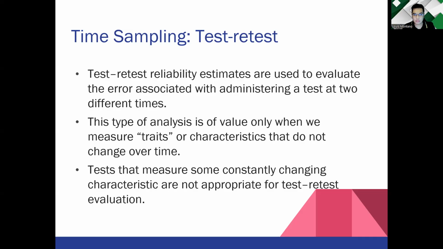Okay? Kung yung isang characteristic ay constantly changing, like what you can see on the third bullet, okay, tests that measure some constantly changing characteristics are not appropriate for test-retest. Ibig sabihin, kapag yung mini-measure mo is something na expected to change, okay, you're not supposed to use test-retest because once again, test-retest is only for characteristics that are stable. Remember, test-retest starts with letter T. The same with the word trait. Traits are stable, hindi pabago-bago.